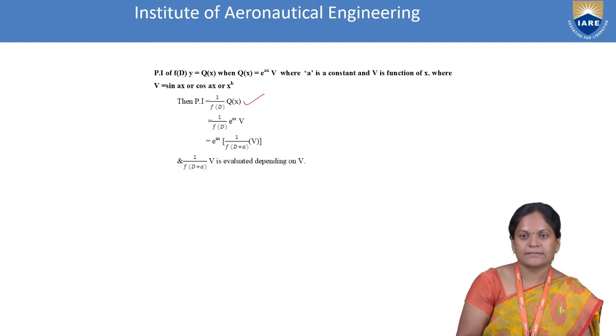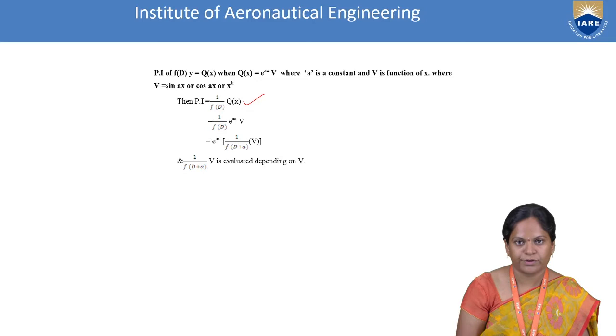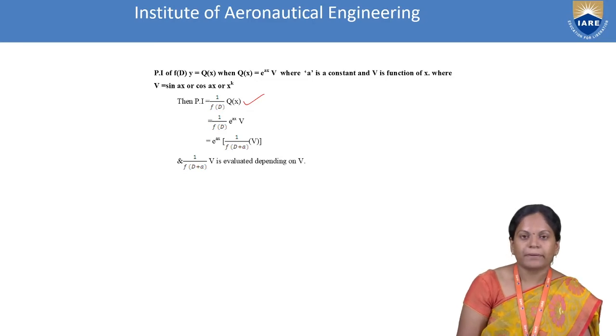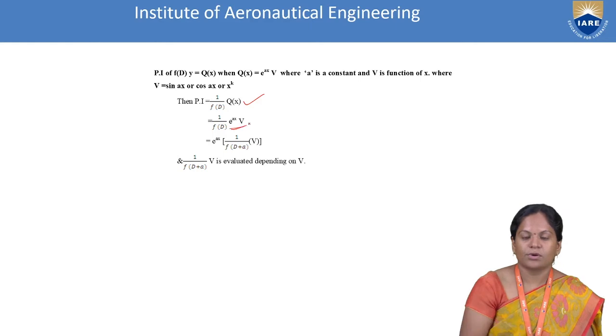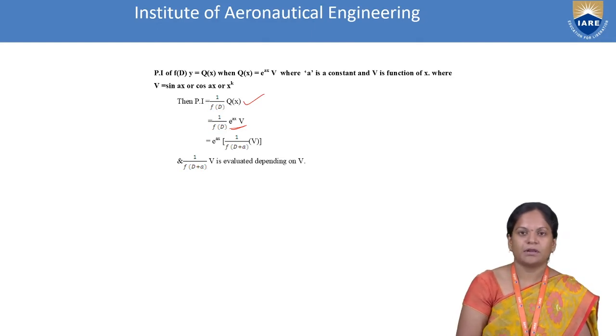So Q of x in this case is e power ax into V, and F of D is nothing but the operator form of the given differential equation. Q of x here is e power ax into V. This is a combination of two functions. E power ax is a function, and V is also a function, one of these cases: sin, cos, x power k. Now how can we find the solution?